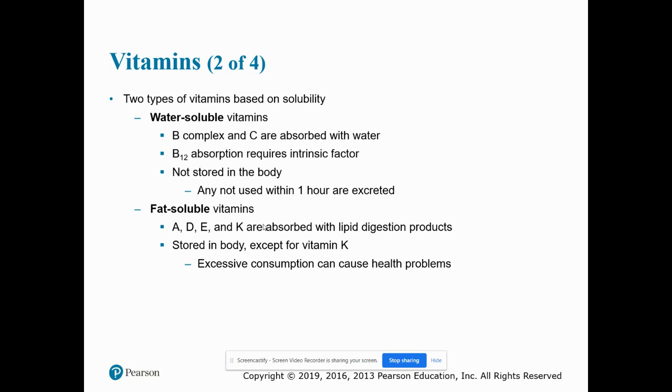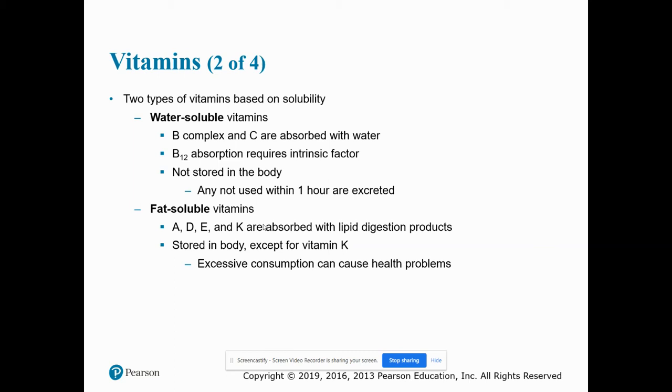We have two different types of vitamins based on solubility: water-soluble vitamins and fat-soluble vitamins. B complex and C are absorbed with water. B12, if you remember back from chapter, now my chapters are getting blurry. We talked about this several times, I think a little bit in chapter 17 and then again later in the gastrointestinal chapter. But vitamin B12 absorption requires intrinsic factor. Water-soluble vitamins are not stored in the body. Anything that's not used within an hour is excreted, which just means that if you take a huge dose of vitamin C, whatever is not used within 1 hour is just going to be urinated out.